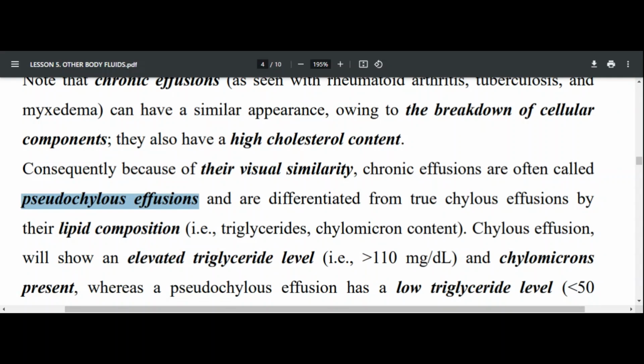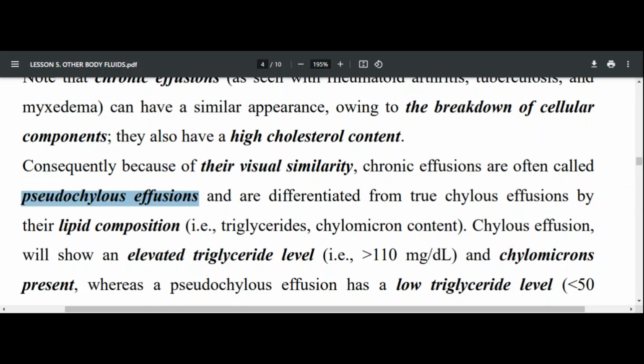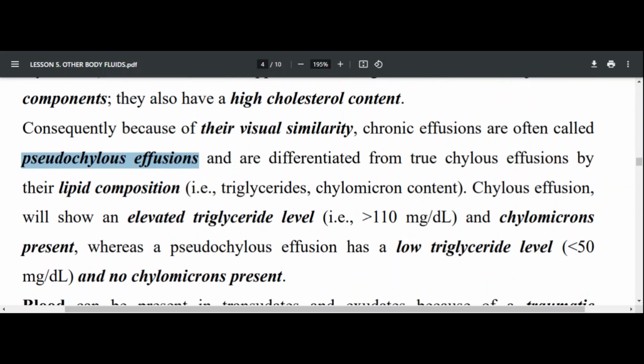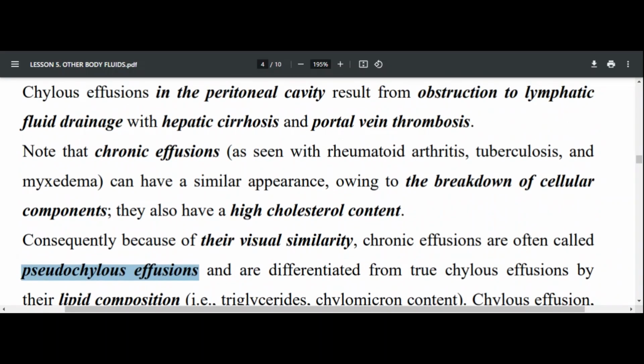For example, triglycerides and chylomicrons, right? In order to conclude this is a chylous effusion, it must show elevated triglyceride levels above 110, and chylomicrons must also be present. But in a pseudochylous effusion, there are very low triglycerides, less than 50, and there are no chylomicrons at all. That's how we classify it as pseudochylous. And remember, pseudochylous fluid can accumulate as a result of chronic inflammatory conditions, for example, rheumatoid arthritis and tuberculosis.